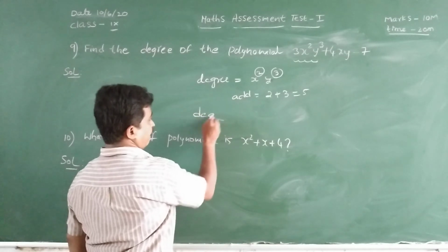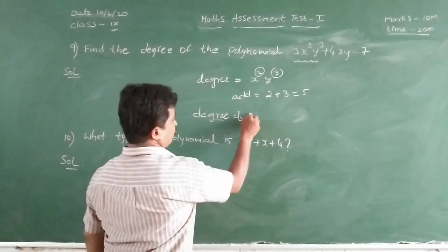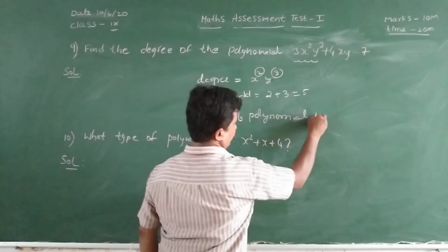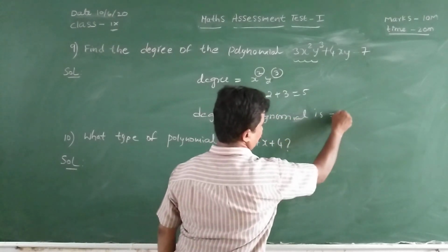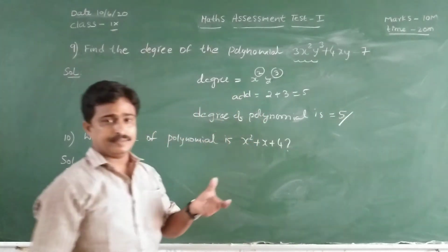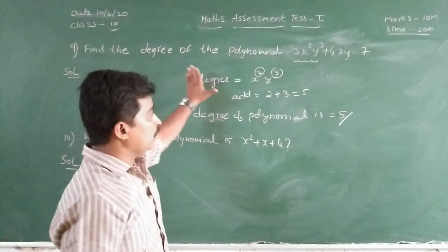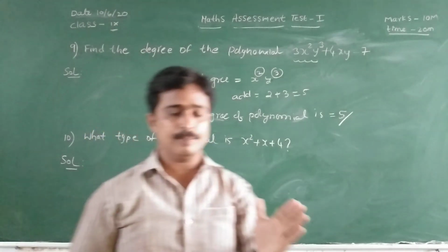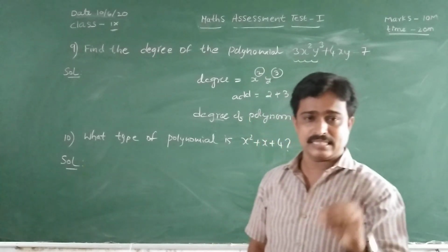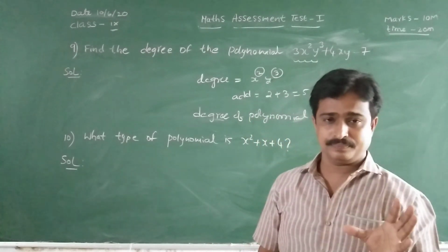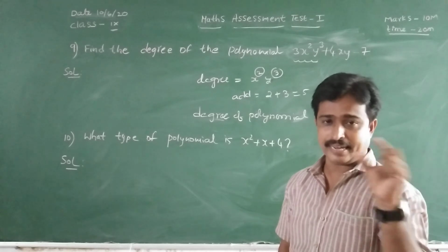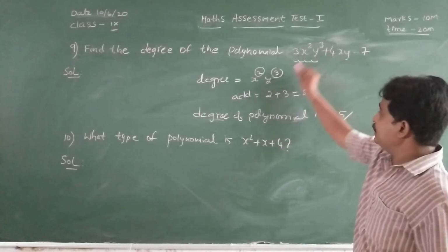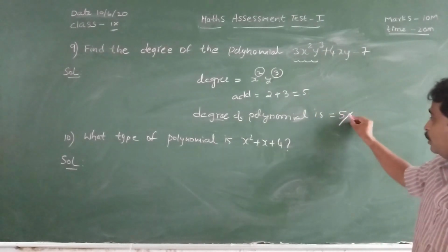Therefore the degree of the polynomial is 5. You observe one thing, if the given polynomial is a polynomial in two variables x and y, in this case we select the term with the highest powers, x square y cube. Add these powers, 2 plus 3, that is equal to 5. The degree of the polynomial is 5.